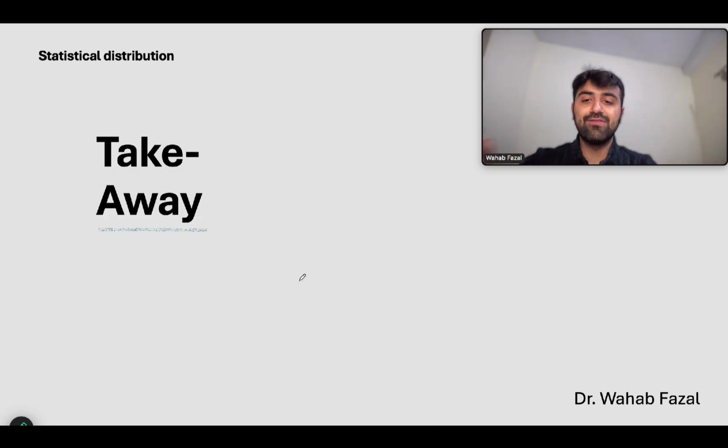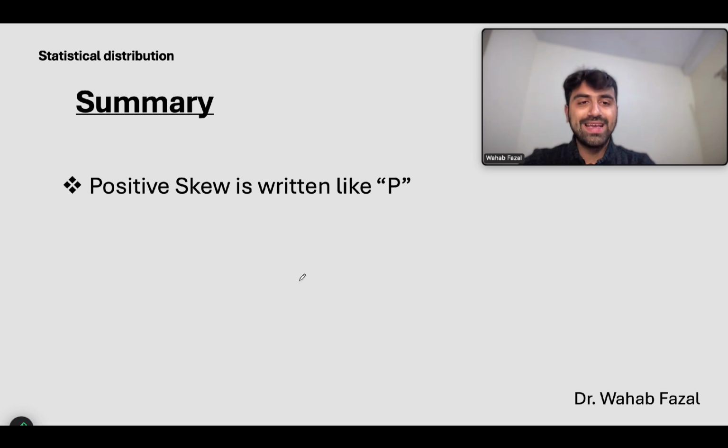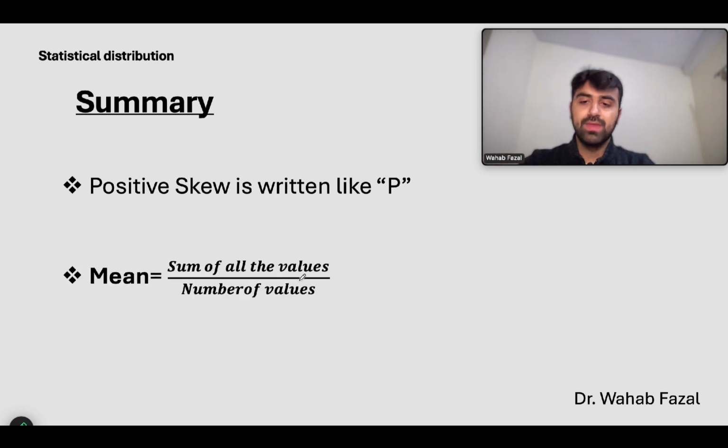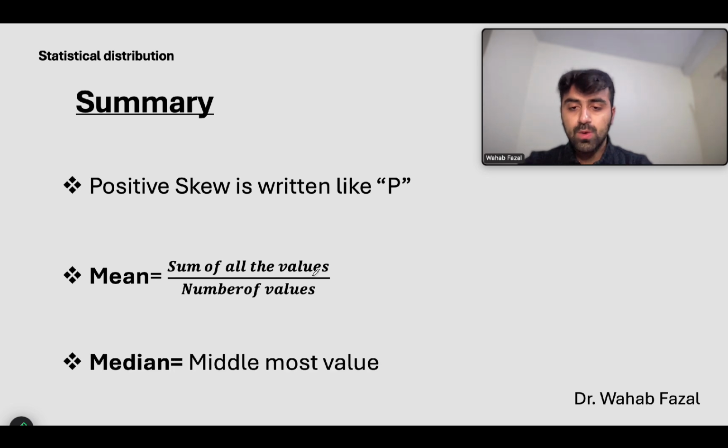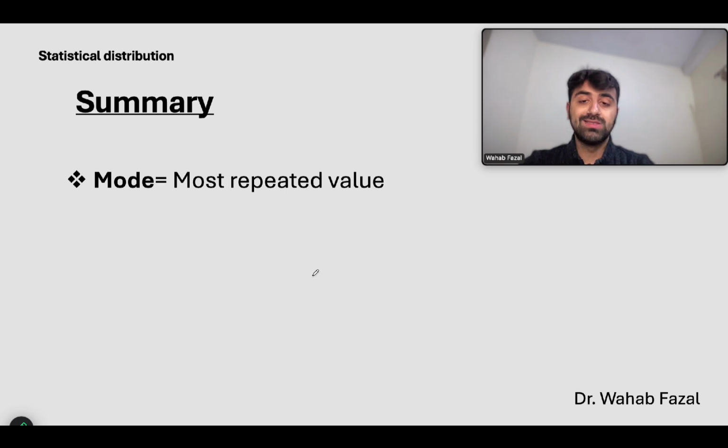Let's talk about the takeaway from this lecture. The takeaway from this brief lecture is that positive skew is written like a P, and positive is the right way. And then negative skew is of course the opposite of it, and you remember it from the positive skew, which is written like a P. So mean is basically the class average. You take the sum of all the values and you divide it by the number of values. What is the median? Median is the middlemost value. Mode is the most repeated value.